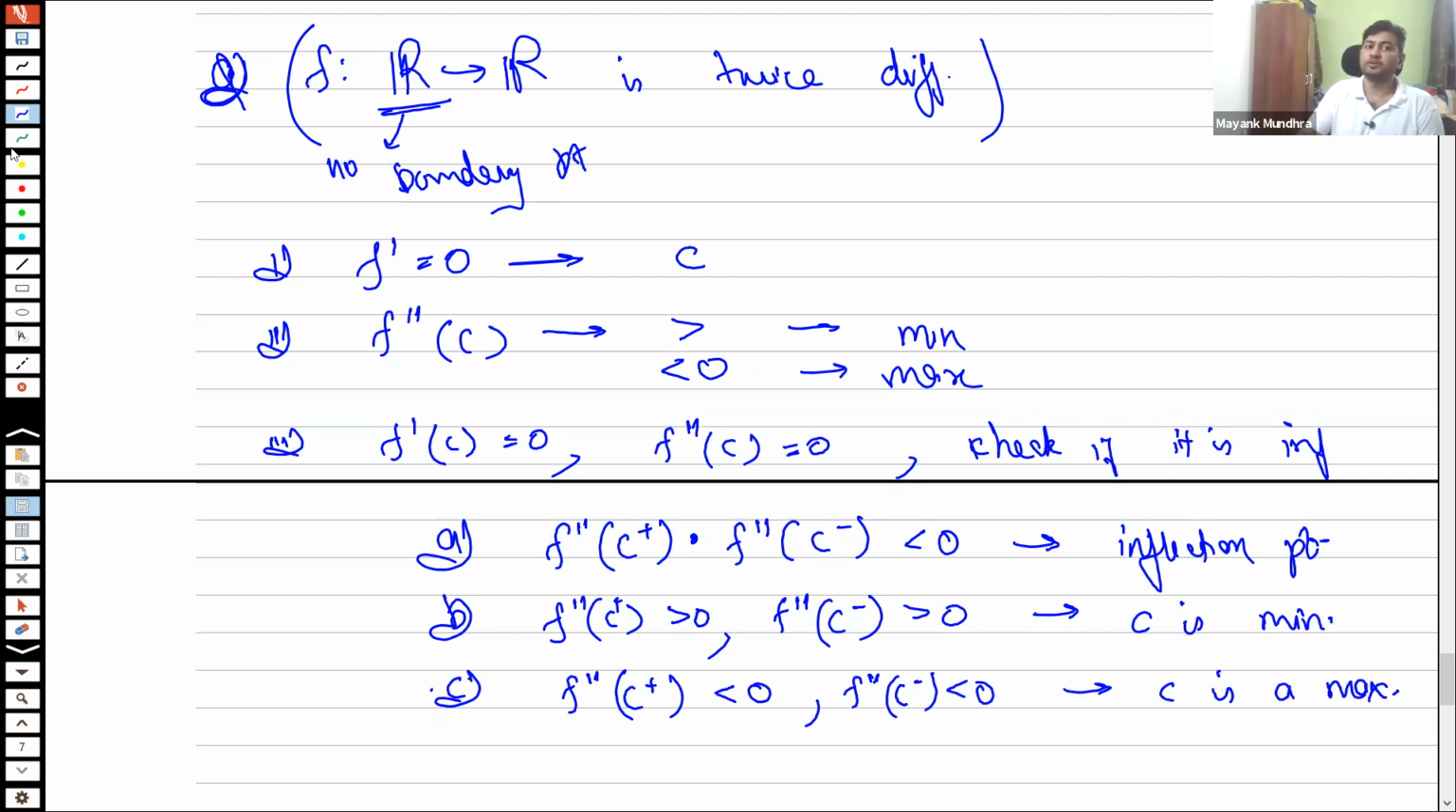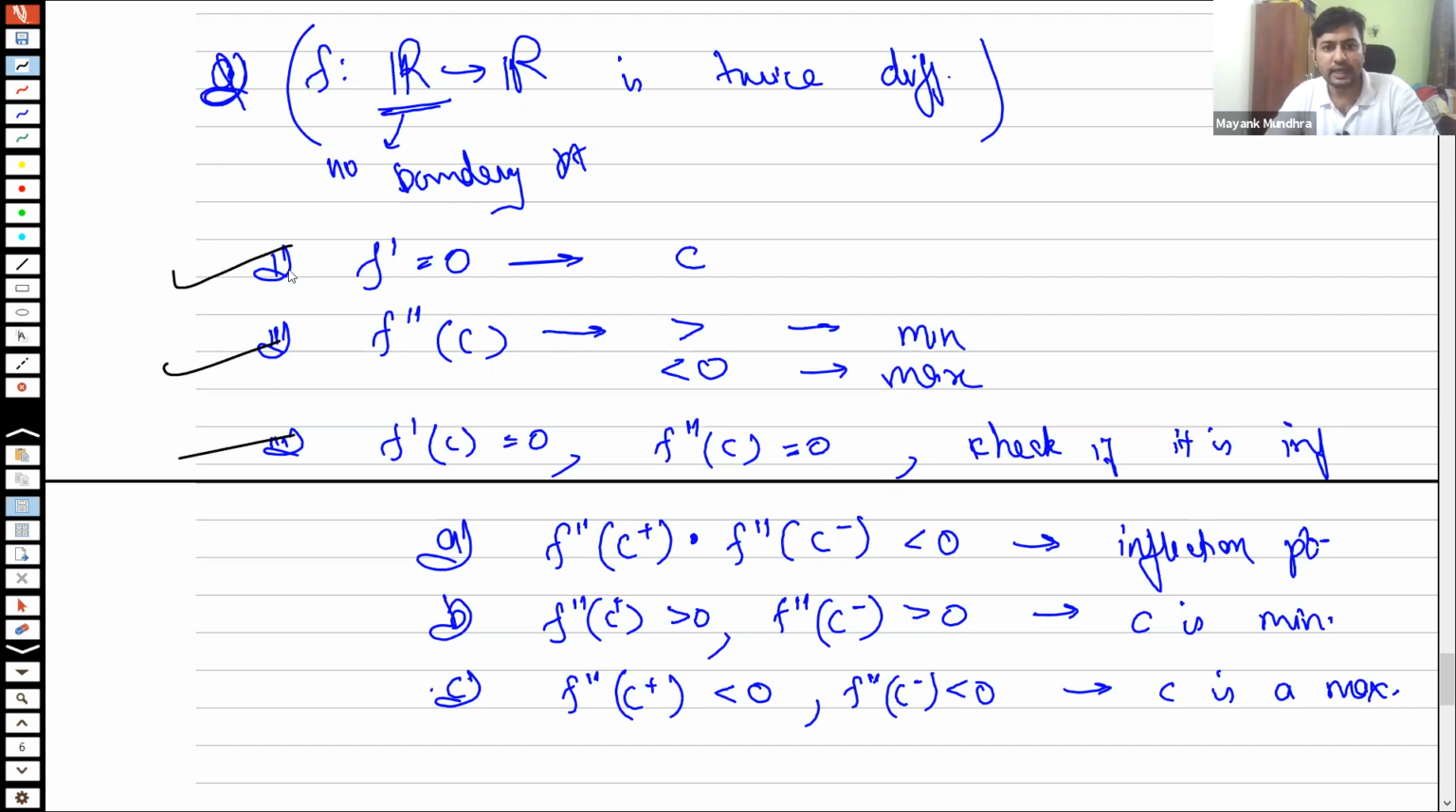Okay, so these are going to be your steps. Step 1, step 2, step 3. Obviously, if there are boundary points, then you will have to check boundary points also. If there are points where f prime does not exist, you have to check those points as well.